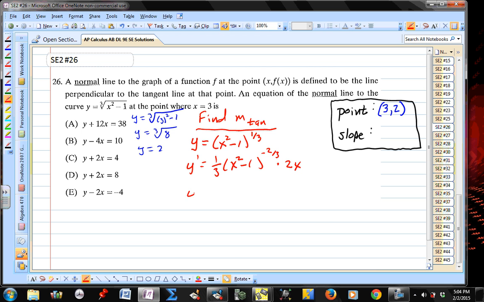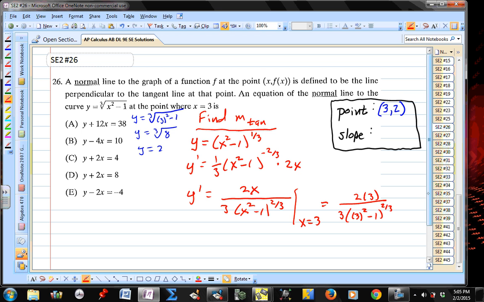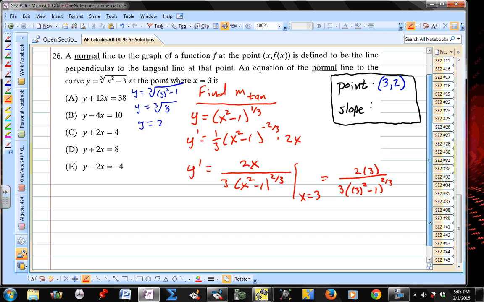If we clean this up, we'll see that y prime is going to be 2x over 3 times this expression, x squared minus 1 to the 2/3 power. So let's evaluate this when x is 3. We don't have to worry about the y-coordinate because our derivative is in one variable, just x. So that gives us 2 times 3 on top, 3 times the quantity 3 squared minus 1 to the 2/3 power in the denominator. Well, we can clean this up.